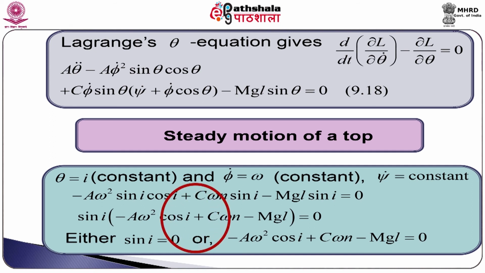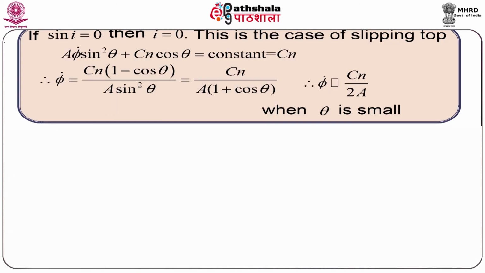Taking sin I common, we get this result. From this, we can conclude that either sin I equal to 0 or the term within the first bracket vanishes. If sin I equal to 0, we get I equal to 0. In this case, the top appears to be motionless with its symmetry axis coinciding with the vertical. So, it is called the case of sleeping top. We already found this relation. For simplicity, we left the second case.